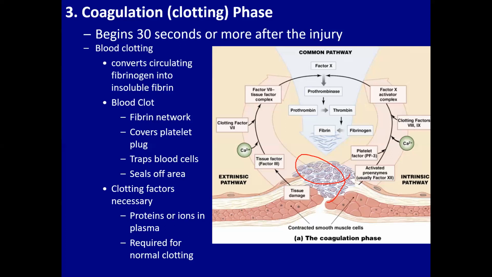When it's completed, that blood clot, which is the fibrin network, is going to cover that platelet plug. It's going to trap the blood cells and it seals off the area, right? So not only do you have a platelet plug, but you have a blood clot. But in order for this clot to be formed, you must have some clotting factors. So within your plasma, you need to have proteins or ions, and these are all required for normal clotting.